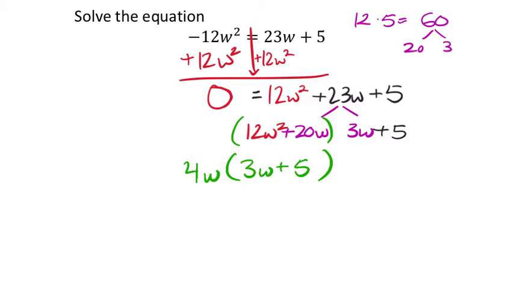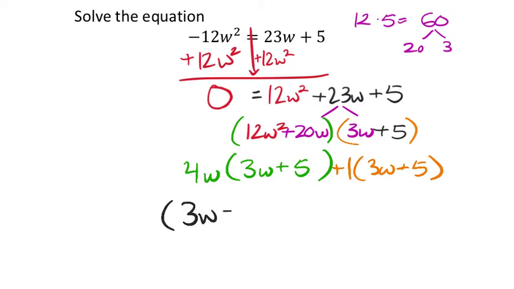Now this next one, it's actually already set up as 3w plus 5, right? So on this one right here, that means I'm going to need to show that I have factored out a positive 1, because everything divided by 1 is itself. And I want that plus 1 there, so I have something to stay there after I factor out my 3w plus 5.